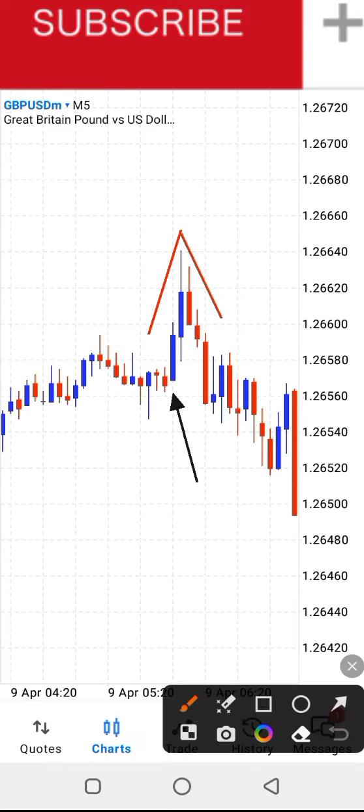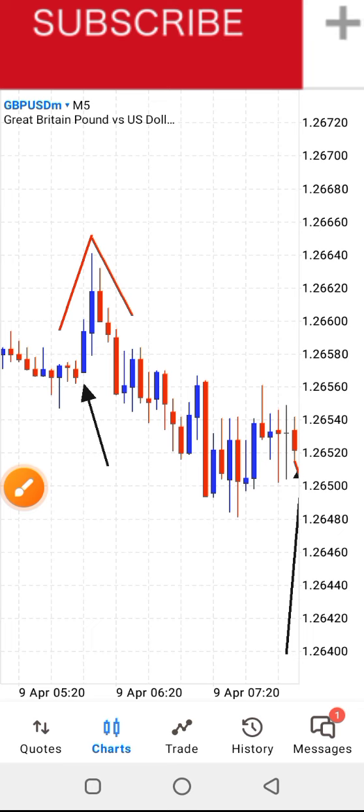Okay, so what do we have? We have a red candle right here. Price took out the liquidity at the top with bullish candles, took out the liquidity at the bottom with bearish candles, giving us a beautiful and lovely V.